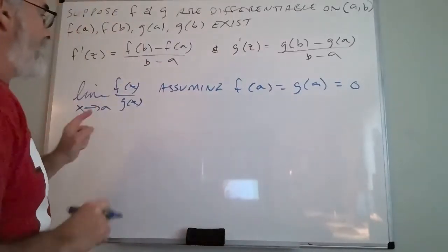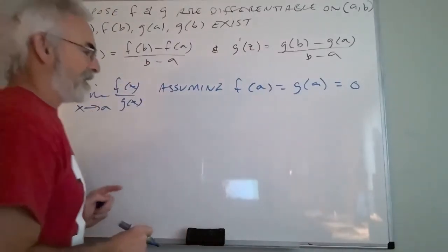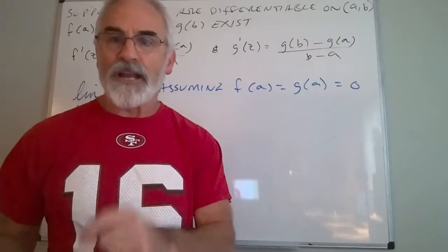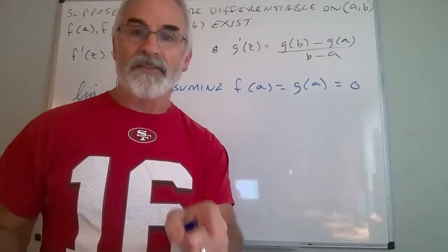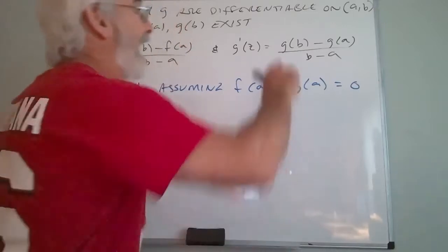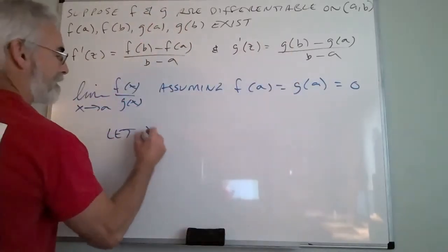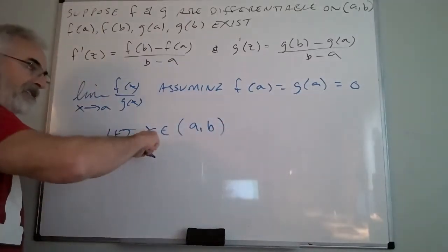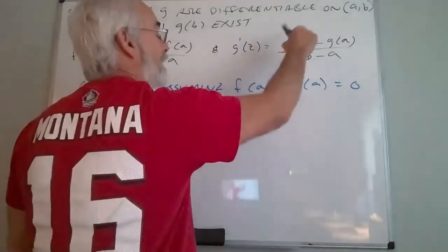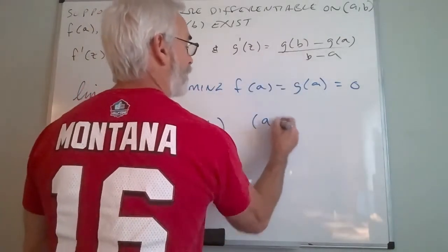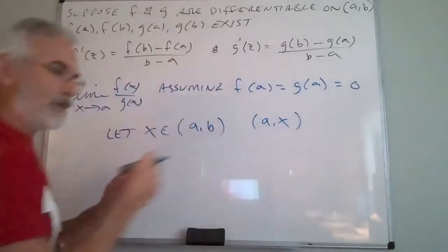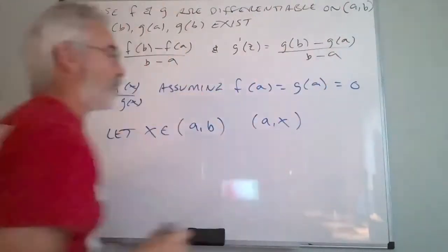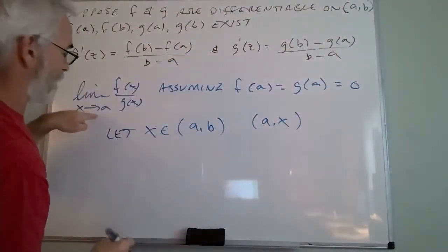So what I want to do is apply the mean value theorem to this. Here's the idea. I use this when I prove the fundamental theorem of calculus. Now let's change our interval from a to b to a to x. Let x be any number in the open interval from a to b, so that means x is bigger than a for now. Then I use the interval from a to x and allow x to move. Right now, this is a fixed interval with two points. I want to allow x to move closer to a, because ultimately we're going to take this limit.